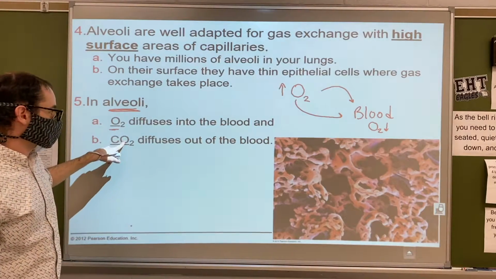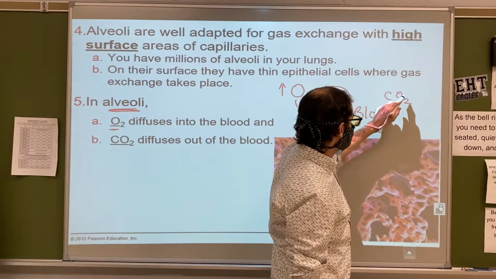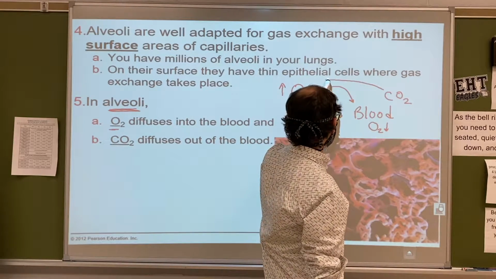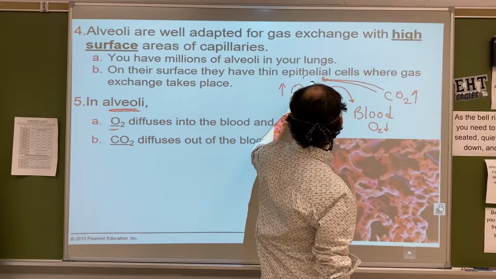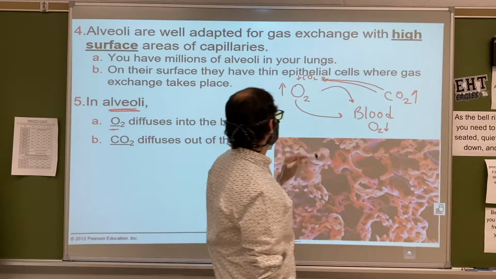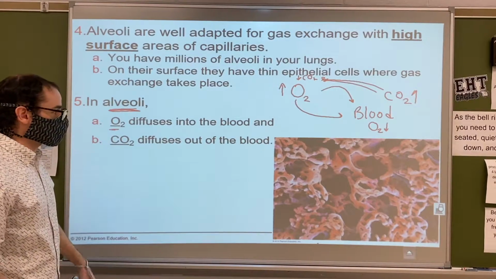And CO2 is going to do the exact opposite thing. In the blood, we have a lot of CO2, and it's going to diffuse out into the lungs because in the lungs, there's less CO2. All right, so we have diffusion working both ways here, which is great. All right, so yeah, great job.